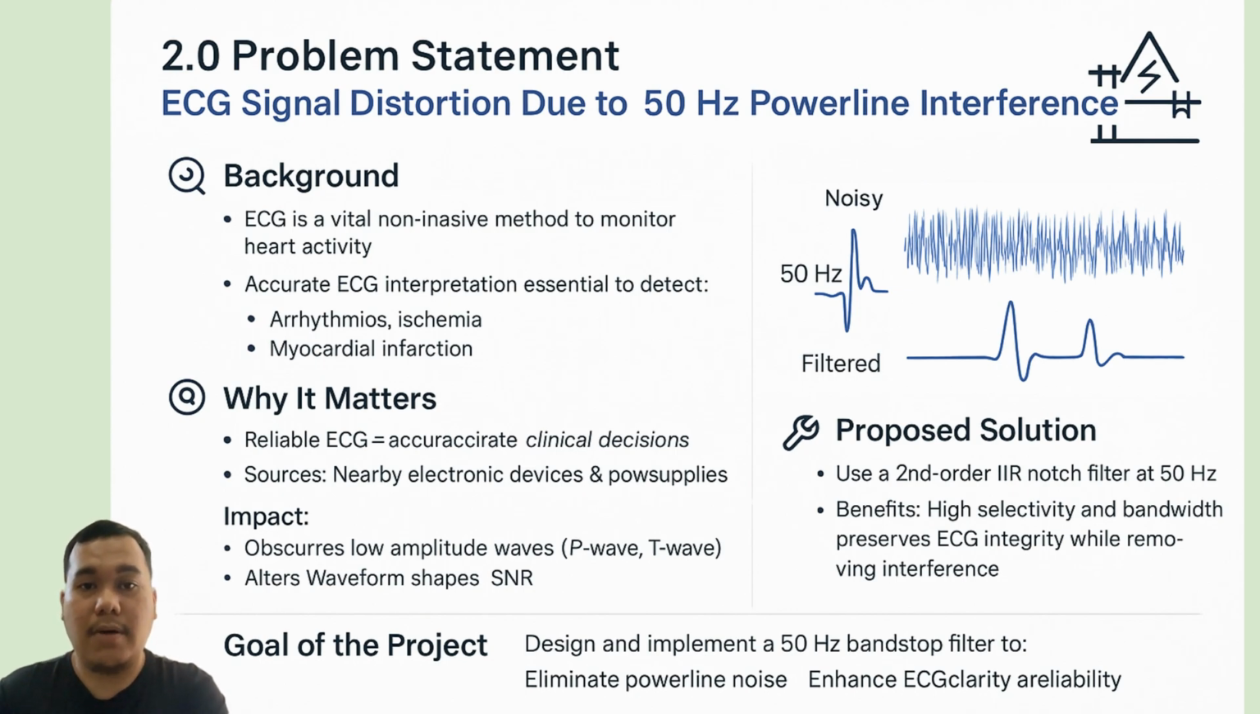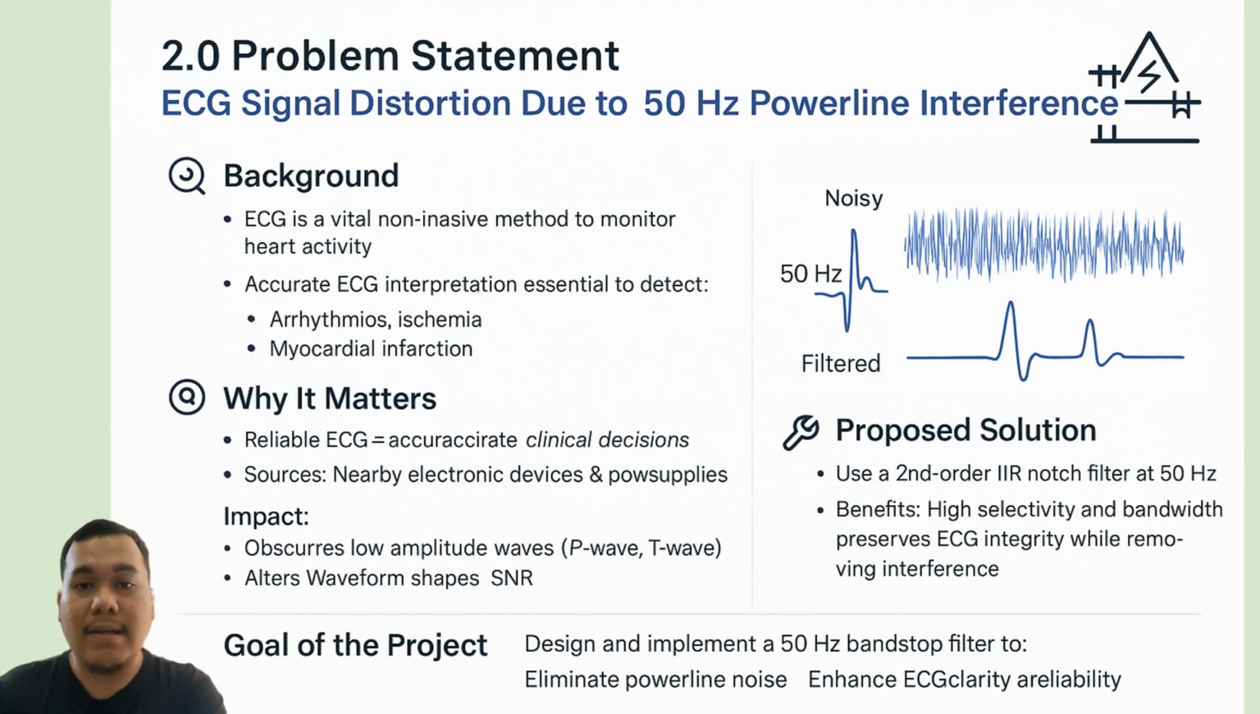Okay, we talk about the problem statement. ECG is a key tool for monitoring heart activity and diagnosing conditions like arrhythmias and myocardial infarction. However, ECG signals are often affected by 50 Hz power line interference, which comes from nearby electrical devices. This noise overlaps with the ECG frequency range and can distort important components like the P wave and T wave, making diagnosis difficult or even inaccurate.